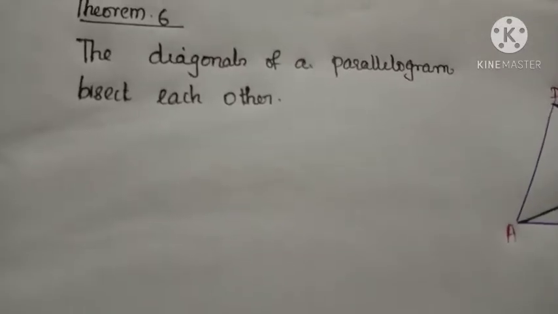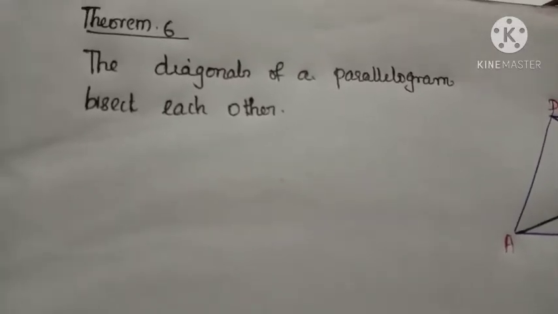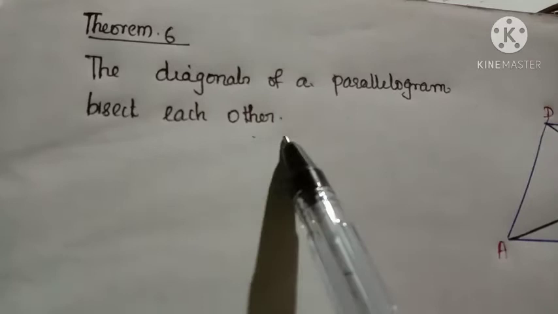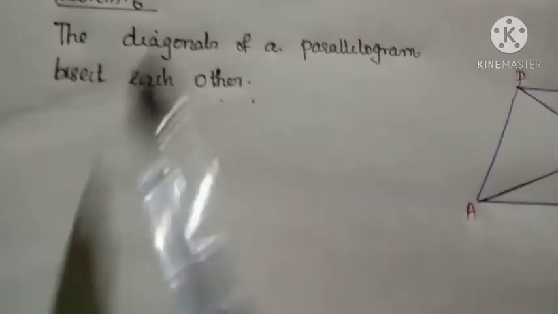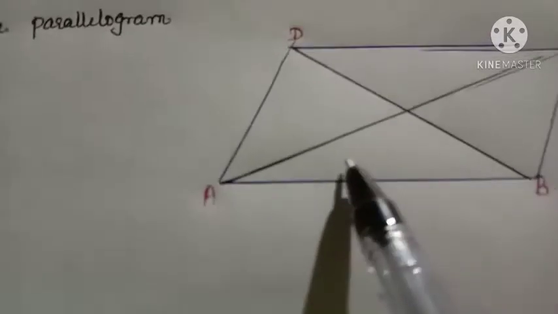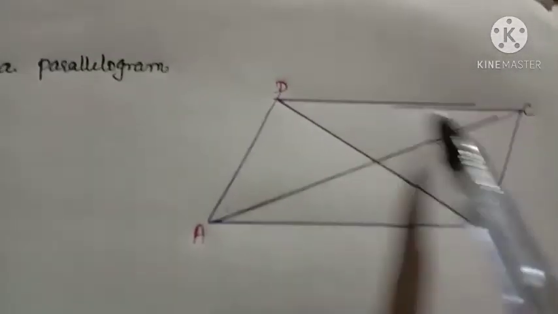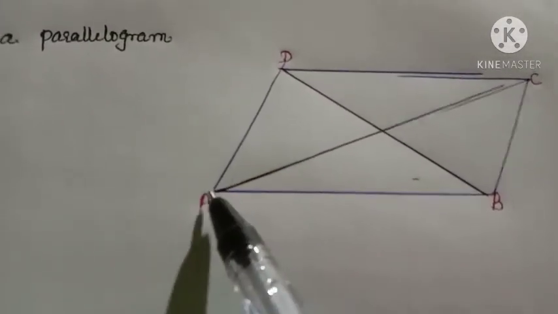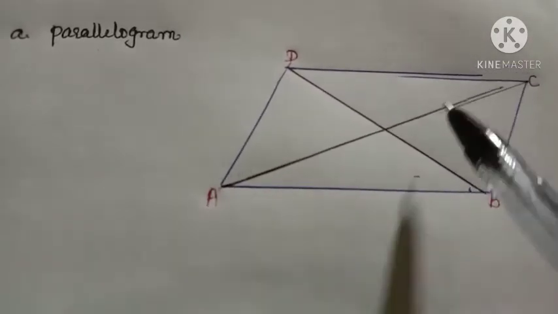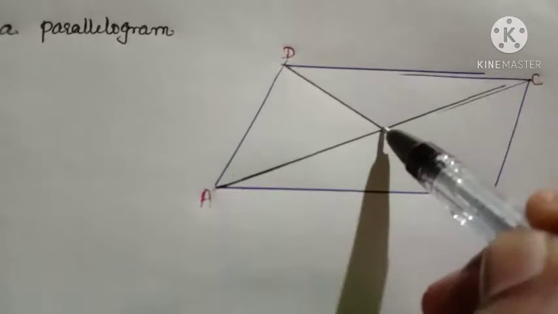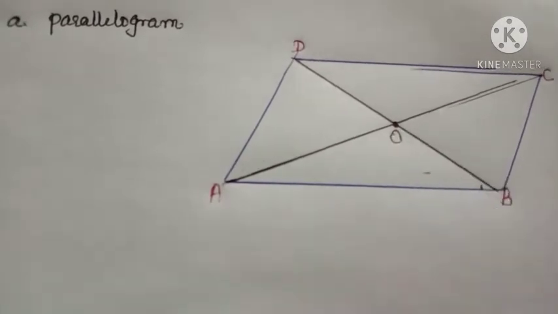Number 6. The diagonals of a parallelogram bisect each other. Look at the figure. ABCD is a parallelogram. What are the diagonals here? AC and BD. So diagonals bisect each other means, listen, suppose this point is O.